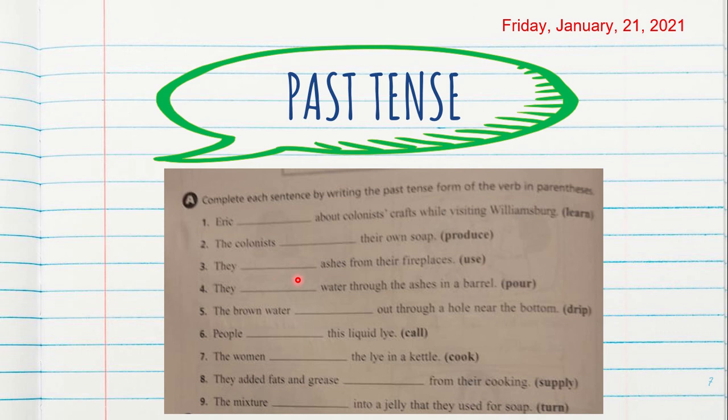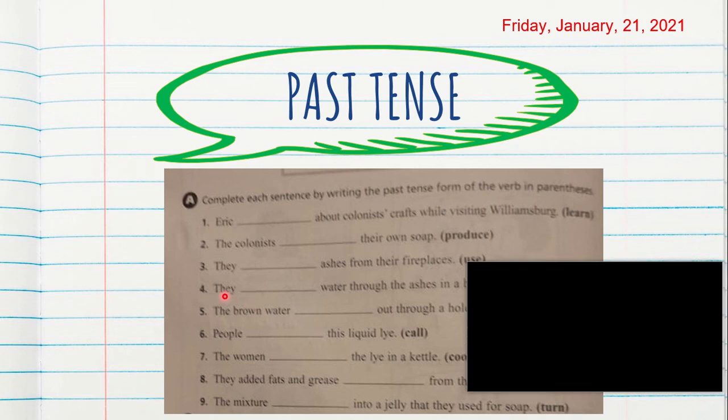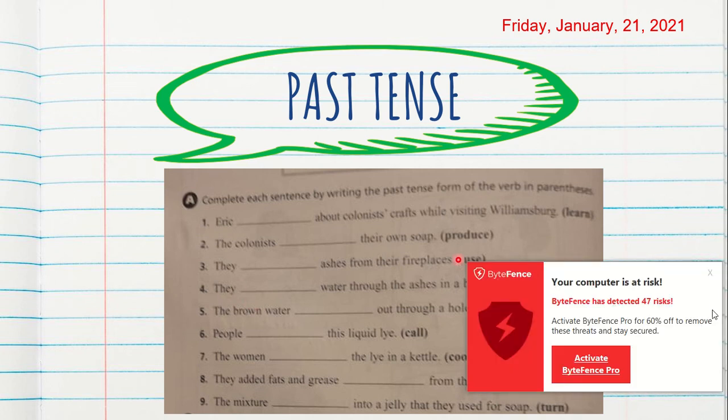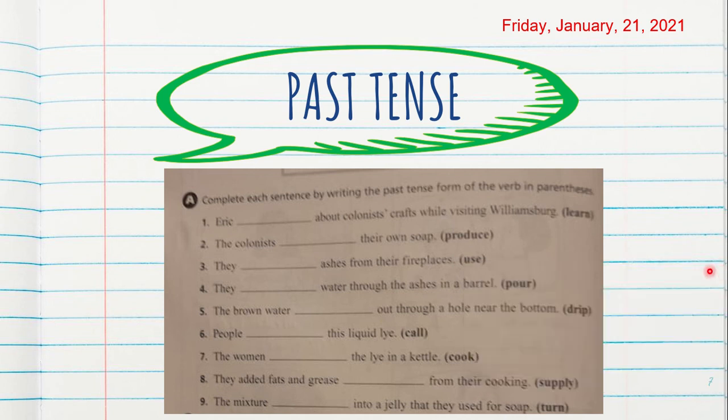They blank ashes from their fireplace. They used. You drop the E and add ED. Number 4. They blank water through ashes in a barrel. Pour. And then you add ED.